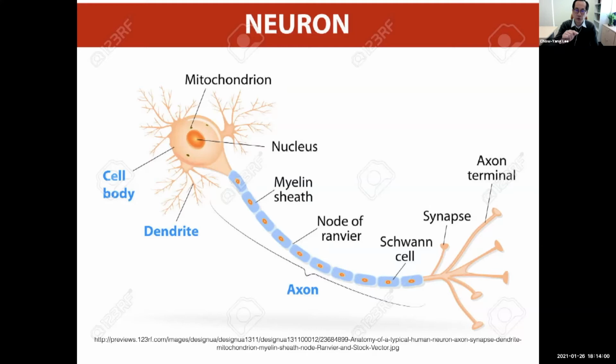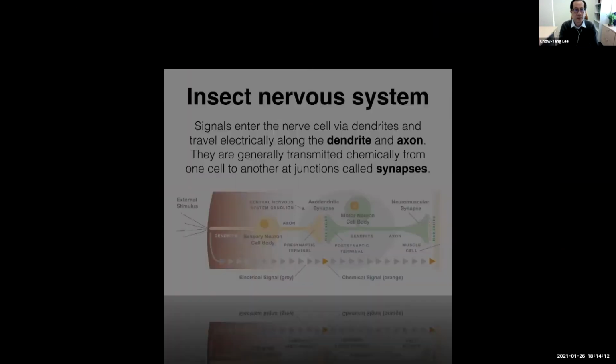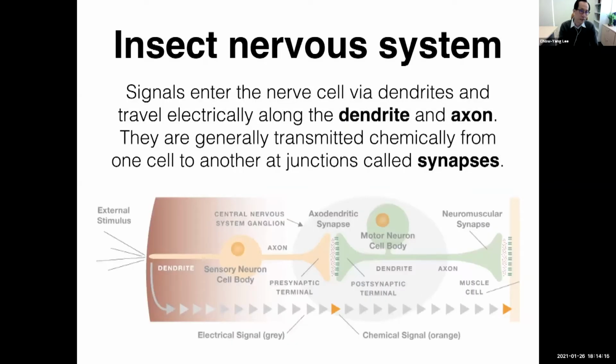And for the impulse to travel through the synapse from the pre to the post synapse, you would require the service of the neurotransmitter. So the signal, of course, would enter through the stimulus into the nerve cell and travel through the dendrite, and they travel electrically along the axon. And then when they reach the junction, the neurotransmitter will be released, travel across to the other end, bind to the receptor, and subsequently produce another impulse and travel and so on.